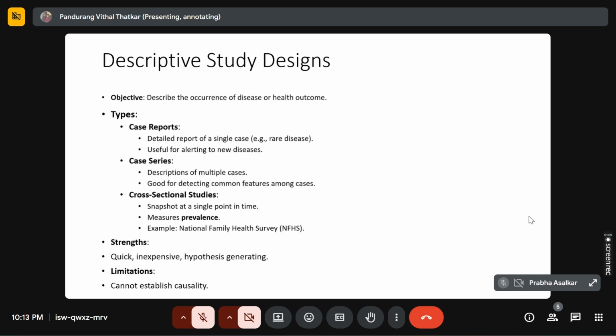And cross-sectional studies are a snapshot at a single point in time. It measures prevalence. Example, National Family Health Survey. It is a large survey that is conducted after every 4 or 5 years. The strengths of descriptive study designs are they are quick, inexpensive, and they are generally used for the purpose of hypothesis generating. And the limitations are they cannot establish causality.